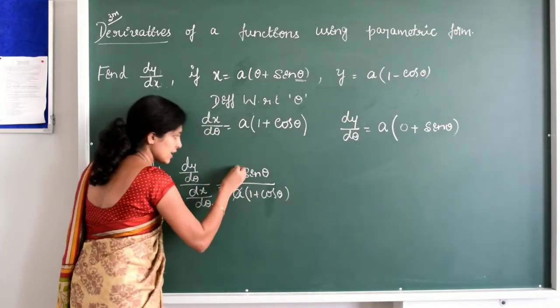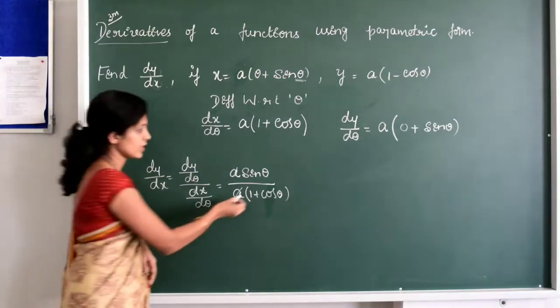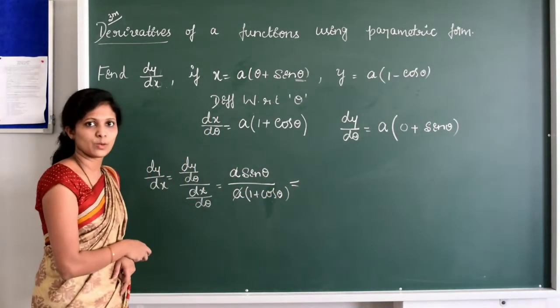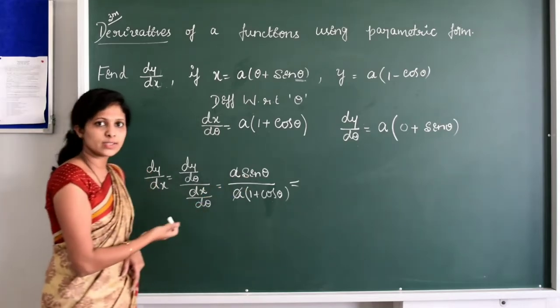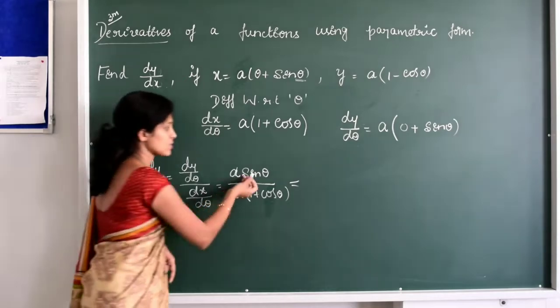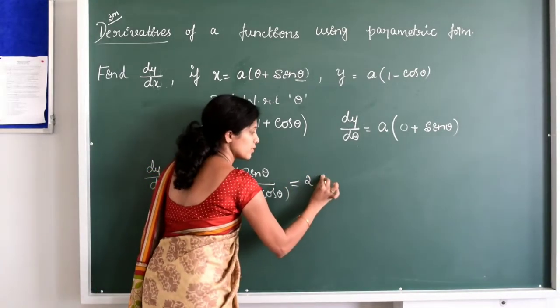So here we can cancel a and a. So sin theta and 1 plus cos theta is there. We can simplify this one by using the formula. What is the formula? You know the sin 2 theta formula. What is sin 2 theta? 2 sin theta into cos theta. Now sin theta will be 2, right?